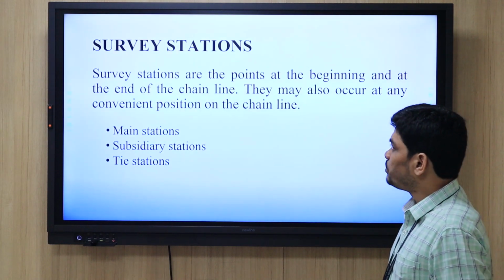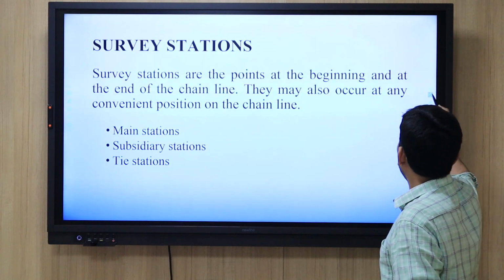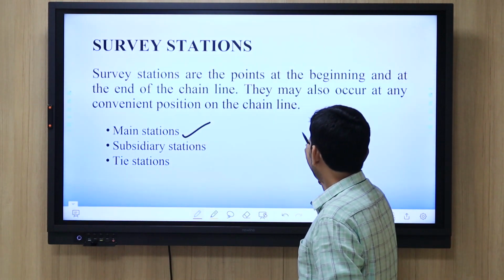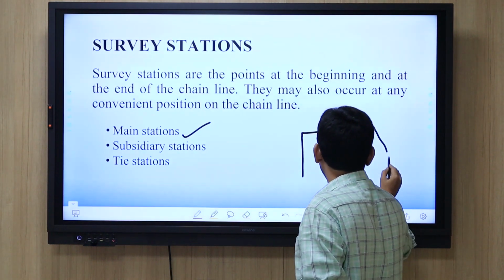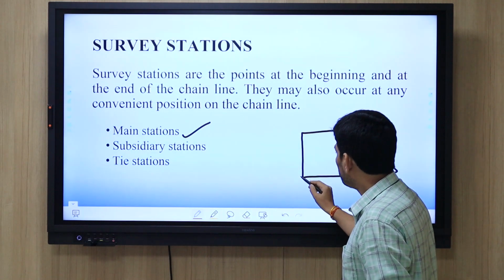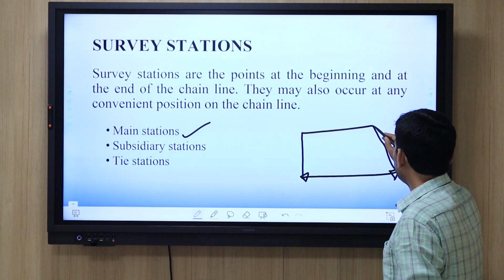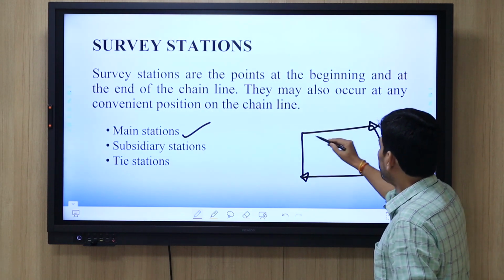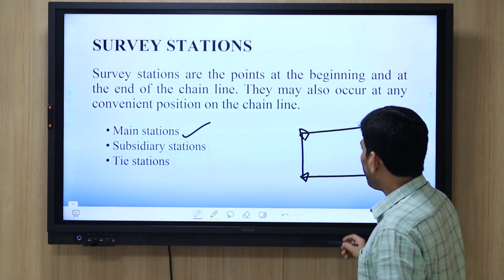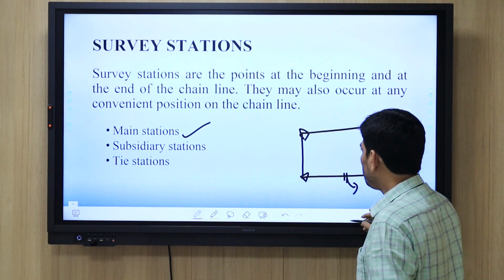I have already discussed survey stations, main stations. Main stations I have already discussed. Main survey stations means, suppose you want to measure the area of this diagram, all those corners of the area are nothing but main survey stations. These triangle points are nothing but main survey stations. The line joining these stations is nothing but the main survey line.